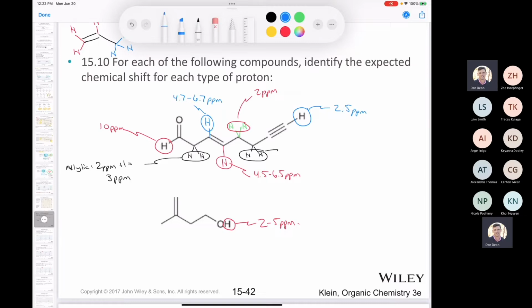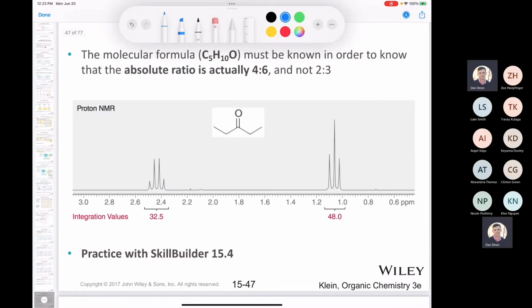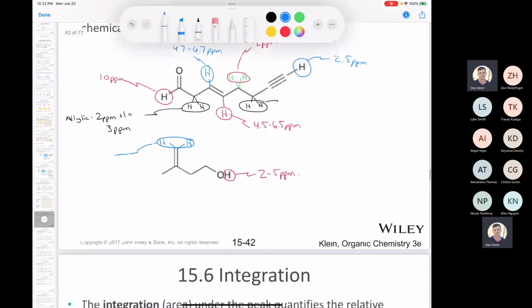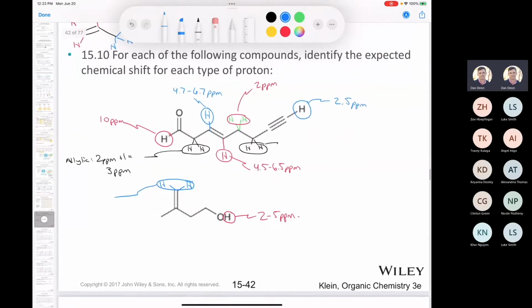Then we have a couple of vinylic protons here. So we have a vinylic proton here and a vinylic proton here. Those vinylic protons are not alpha or beta to any oxygens. And so for vinylic protons, where the heck was I? Vinylic protons have a chemical shift of around 4.5 to 6.5 parts per million.